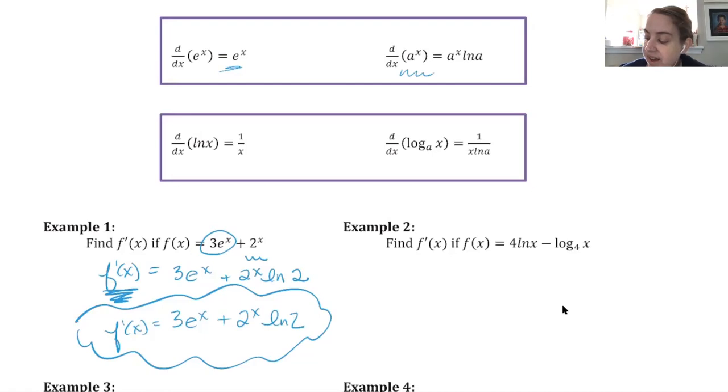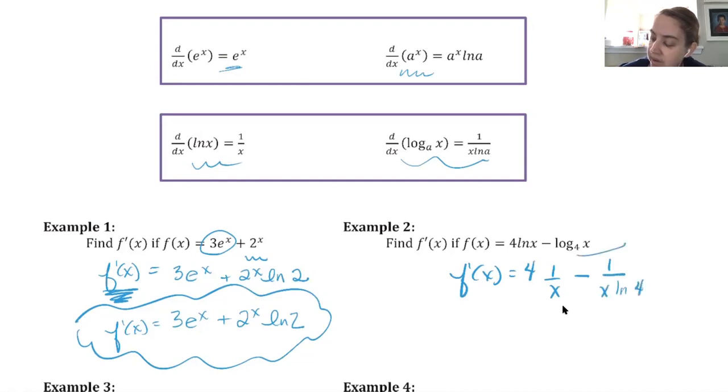For example 2, find f prime of x if f of x equals 4 ln of x minus log base 4 of x. Those formulas are here. So f prime of x is going to be, that 4 is a coefficient, it just sits in the front. The derivative of natural log of x is 1 over x. Minus the derivative of log base 4 of x, so this would be 1 over x ln of 4. This 4 counts as your a.